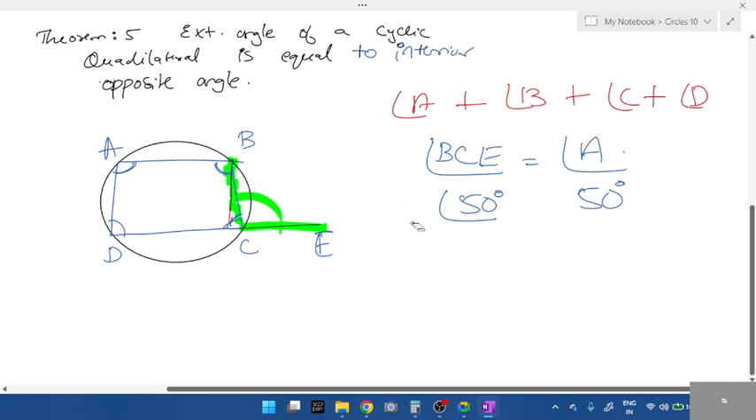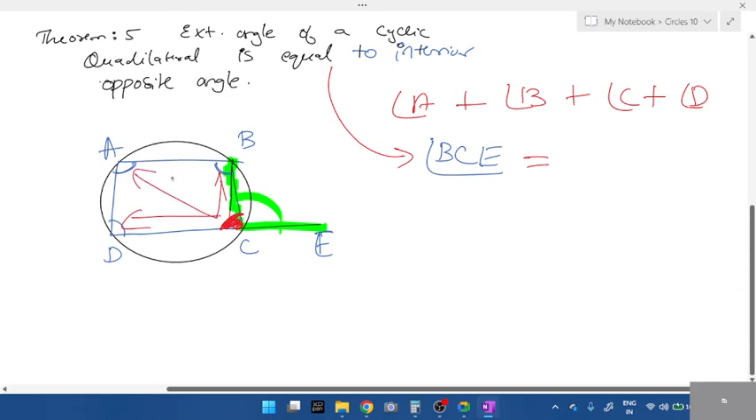Read the question, Bhargav. Theorem. What does the theorem say? Read out the theorem. Exterior angle of a cyclic quadrilateral is equal to interior opposite angle. Interior meaning is what? Inside, which is opposite. For inside, see, which is interior angle? Angle C, right? Angle C is inside. You think B. B and D are next to each other, but what about A? A is opposite, right? So angle BCE will be equal to what? Angle A.